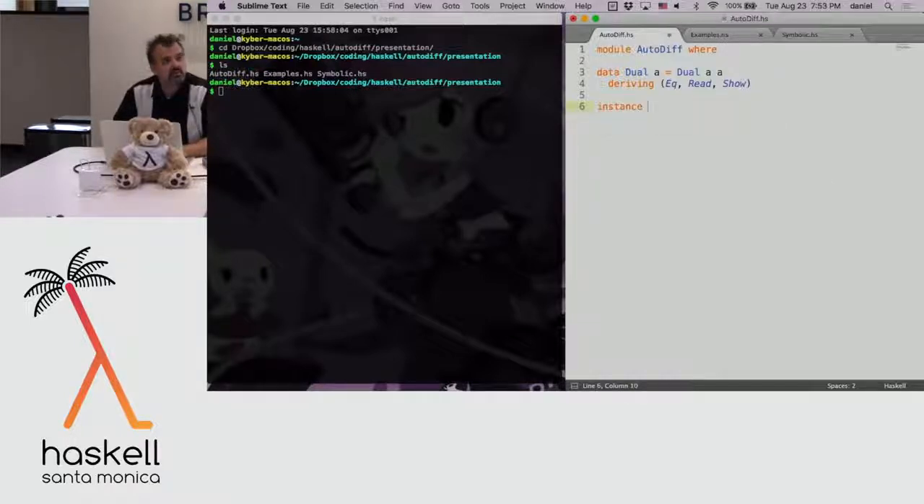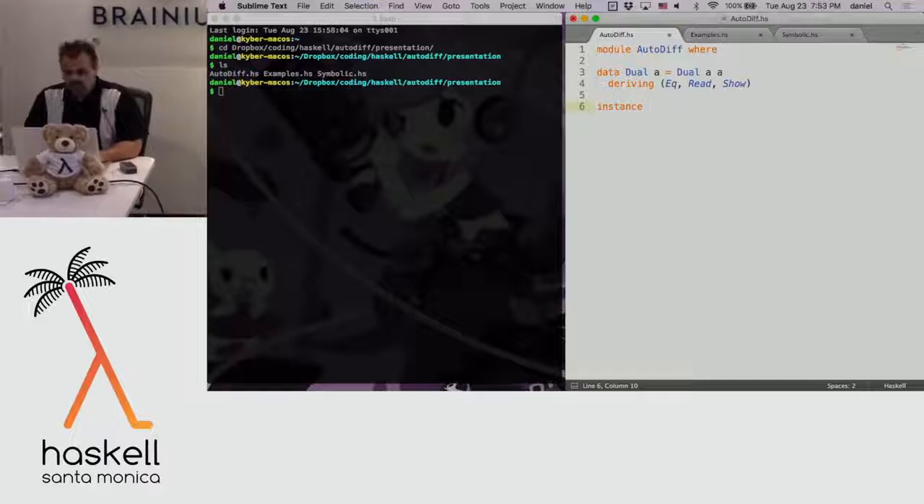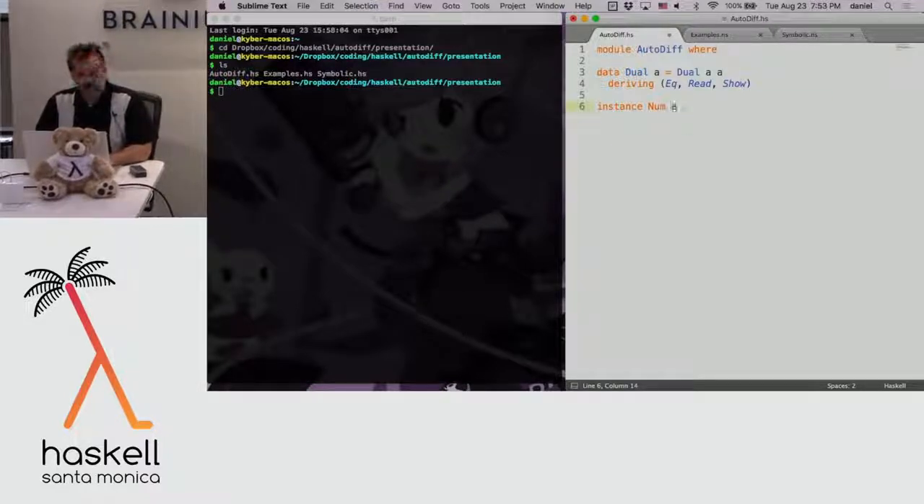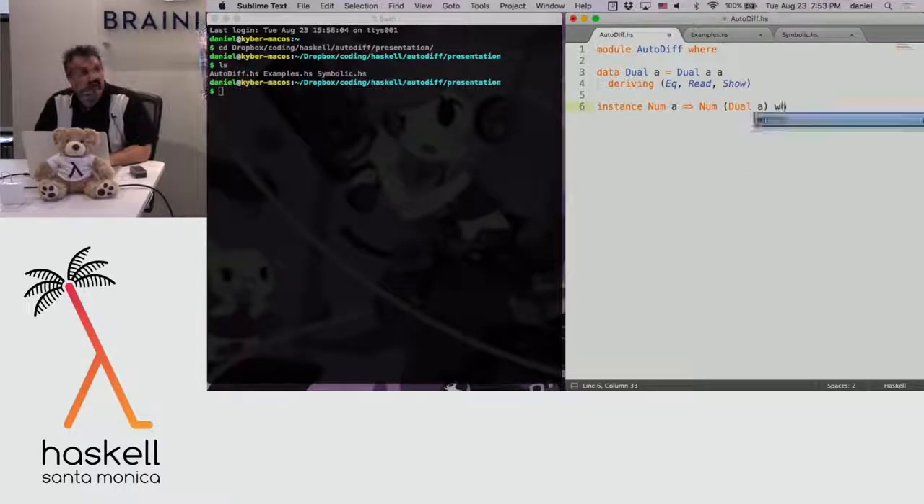Well, what we do with these functions is we add them, we multiply them, we do various things. So the functions are kind of like numbers. So I'm going to write a Num instance. Let's say if A is a Num, then dual A is also a Num.